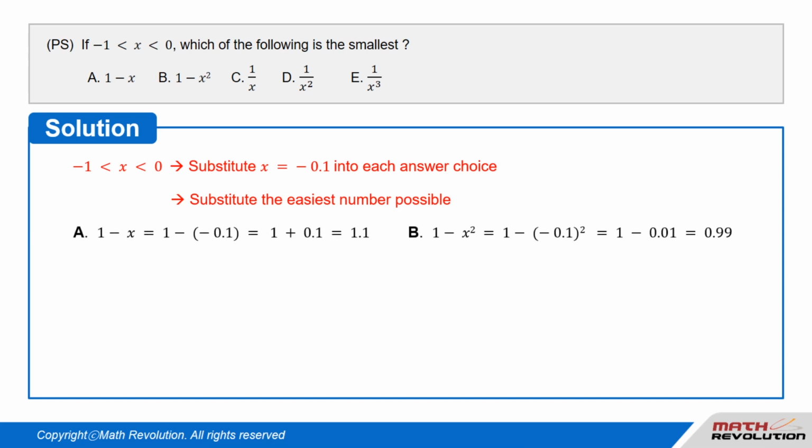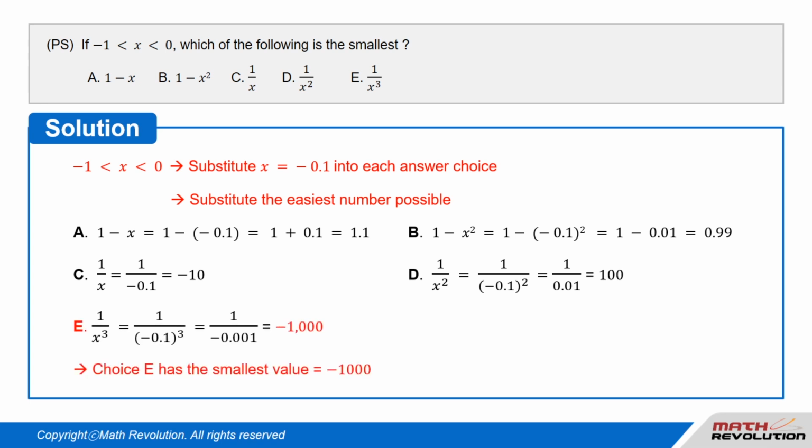A. 1 minus x equals 1 minus negative 0.1 equals 1 plus 0.1 equals 1.1. B. 1 minus x squared equals 1 minus negative 0.1 squared equals 1 minus 0.01 equals 0.99. C. 1 over x equals 1 over negative 0.1 equals negative 10. D. 1 over x squared equals 1 over 0.1 squared equals 1 over 0.01 equals 100.